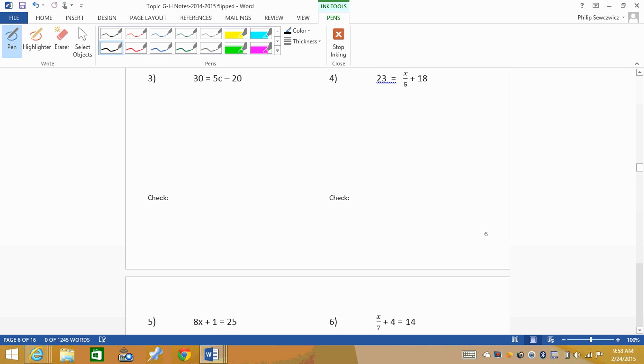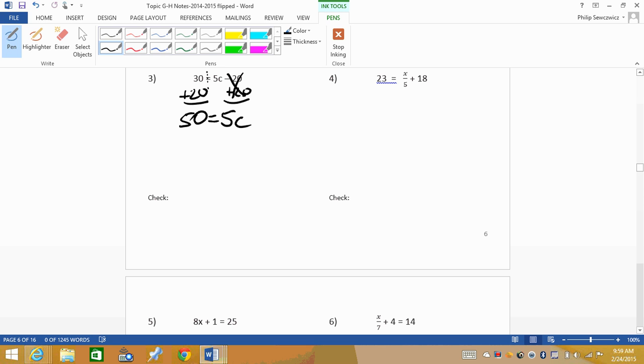All right, let's go to the third one that's here. Start on the side with the variable. So this time, and again, remember the equal sign is what separates it there. This time the variable is on the right-hand side. So I'm going to undo any addition or subtraction first. I see I'm subtracting by 20, so I'm going to add 20 to both sides. Again, because they are opposites, they knock each other out. All I have is a 5c. On the left-hand side, 30 plus 20, that gives me my 50.